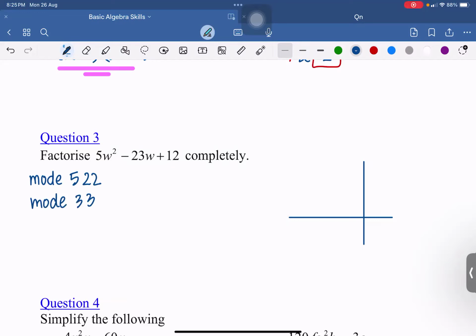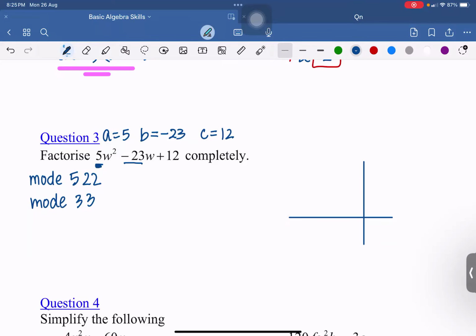So if that's the case, A is equal to which number? You all have to help me. A equals to which number? What is the A term? 5. B equals to negative 23, correct. C equals to 12. Now we key this into your calculator. 5, negative 23. Remember to key the negative sign. 12. Then press the equal sign.